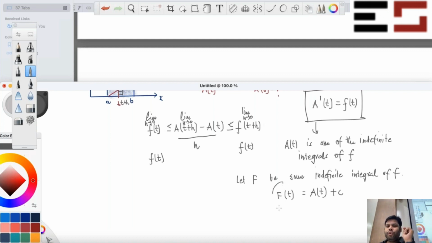Now you have chosen capital F. So you know everything about F. You know the entire function F. Do you agree? You still don't know the entire function A, which is what I want to find, but you know F, right? Yes or no? Yes. Okay. Now, what is F of a? A of a plus c. And what is A of a? 0. So what is F of a? F of a is c. So this tells you what? What is A of t?